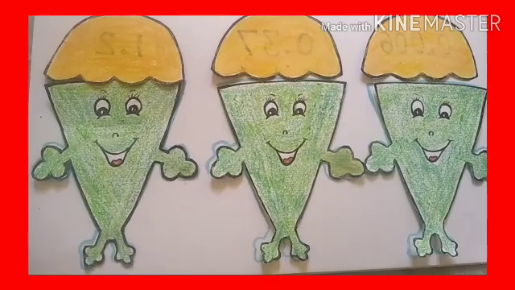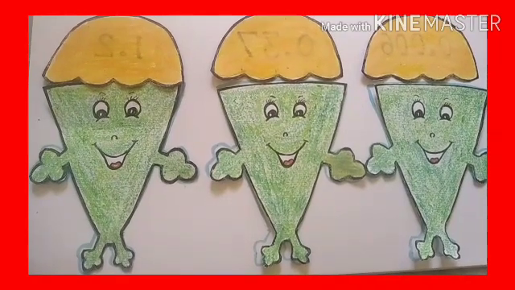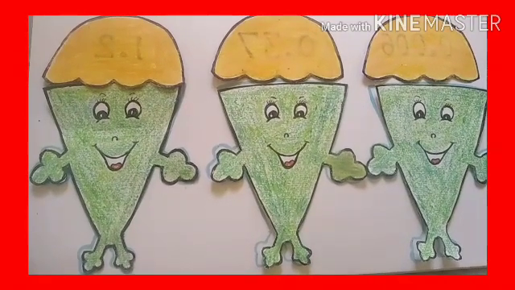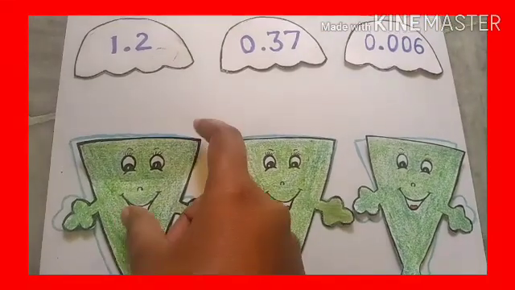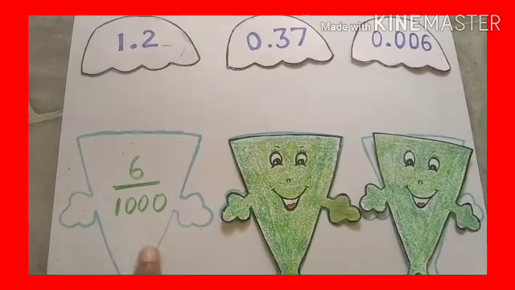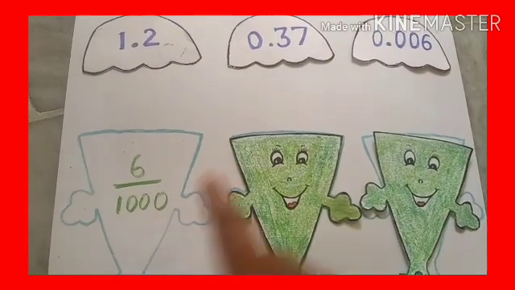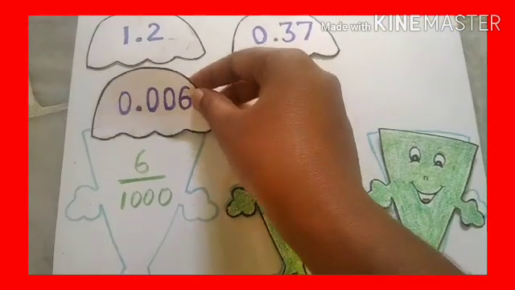Students, let us do an activity. We are going to match the decimal numbers into fractions. First one, 6 by 1000 is here. Let's convert into decimals. Yes, that is 0 and 6 thousandths.